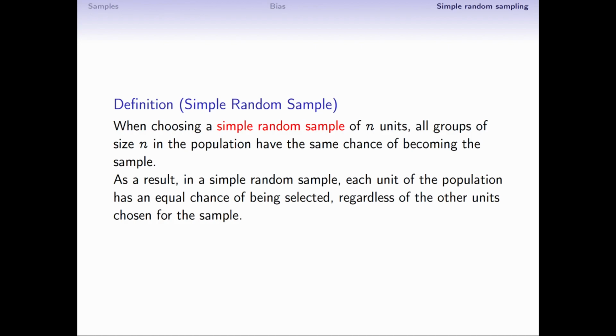As a result, in a simple random sample, each unit of the population has an equal chance of being selected regardless of the other units chosen for the sample. So when we're thinking of simple random sampling, we're thinking of our population as, let's say, slips of paper inside a gigantic box, and we're pulling raffle tickets out of the box. We're saying select 10 people from the population. We're just reaching in and randomly selecting the 10 slips of paper or the 10 index cards out of the box. And so that's our image of simple random sampling.